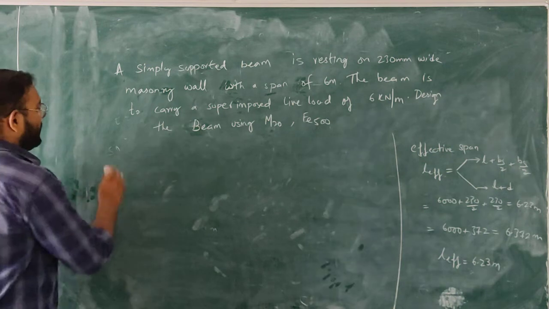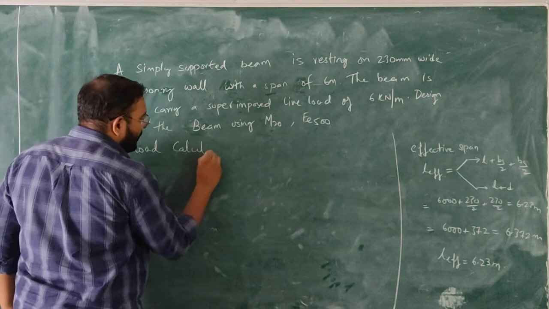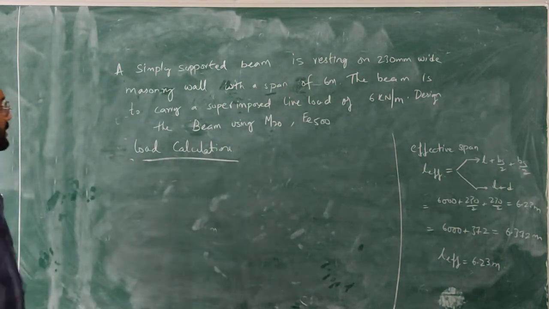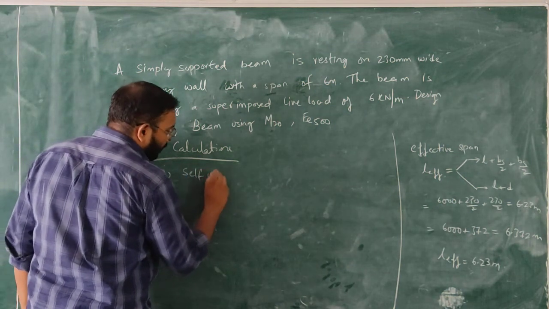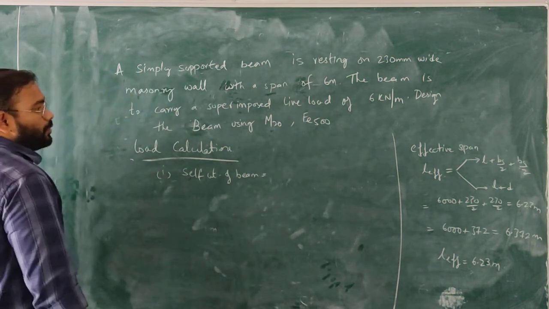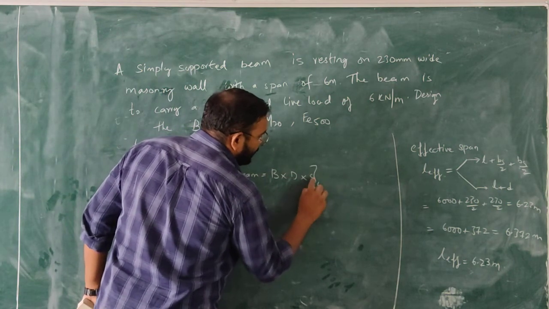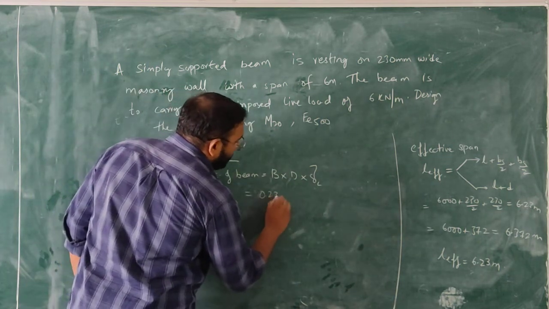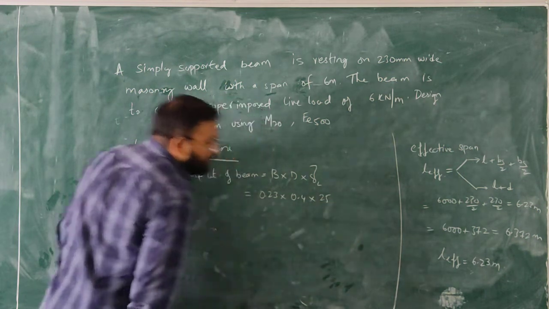Now you have next step is load calculation. This is your next step, right? Load calculations. Load calculation, first is dead load, in which we have self weight of beam. Self weight of beam, which is equal to B multiplied by D multiplied by gamma of concrete, density or unit weight of concrete. So this is equal to 0.23 multiplied by 0.4 multiplied by 25.